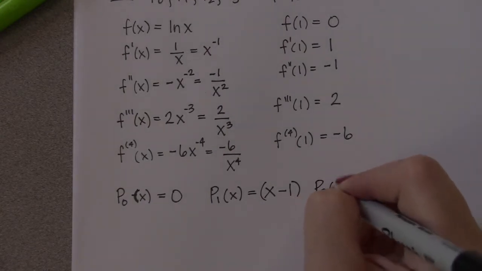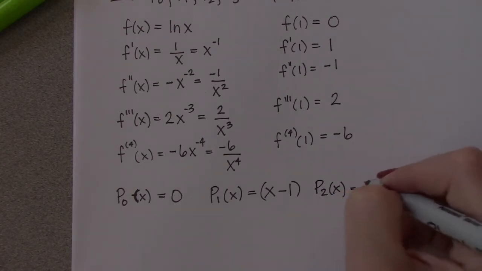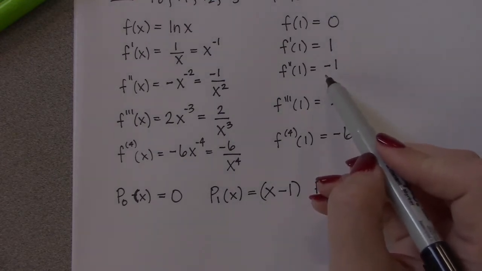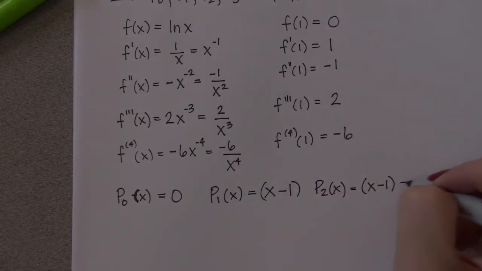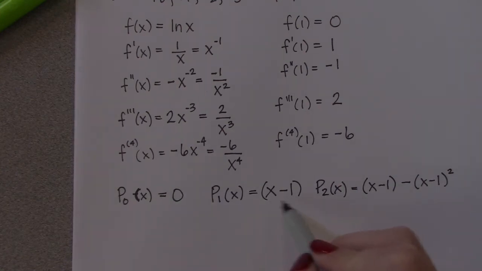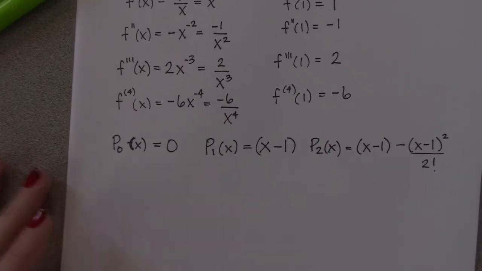When you build the subsequent ones, you just repeat what you started with and add the next term. So the first non-zero term was x minus 1, and our coefficient for the second derivative was negative 1, so I get negative (x minus 1) squared. Now, this x minus 1 was over 1 factorial, which is just 1, but this (x minus 1) squared is over 2 factorial, because that's what the algorithm says. Take the derivative of that value and put it over n factorial.